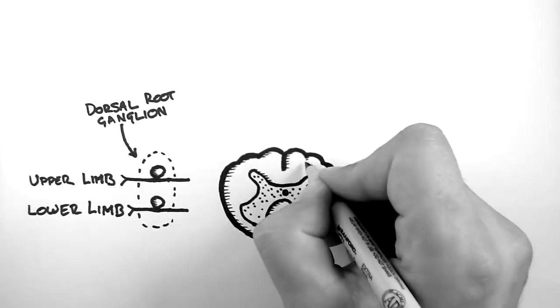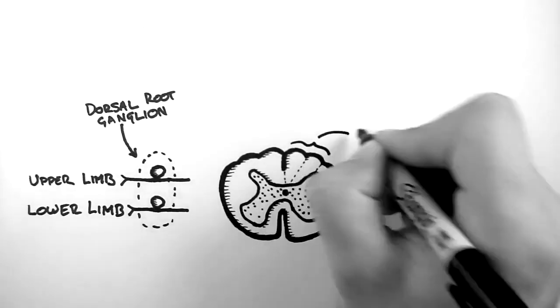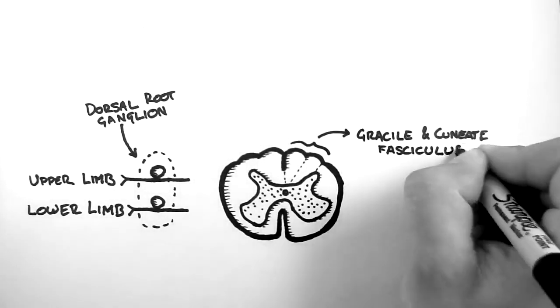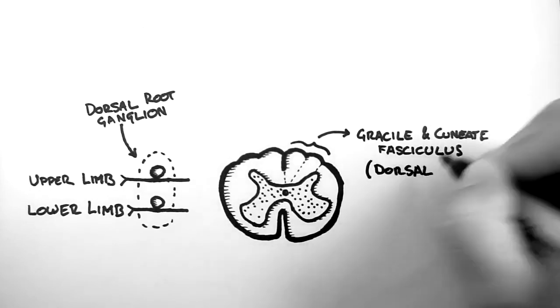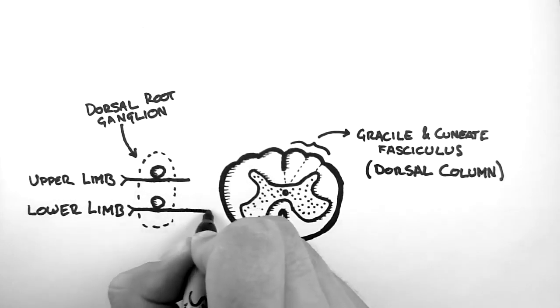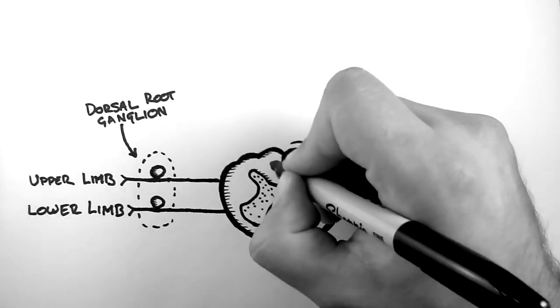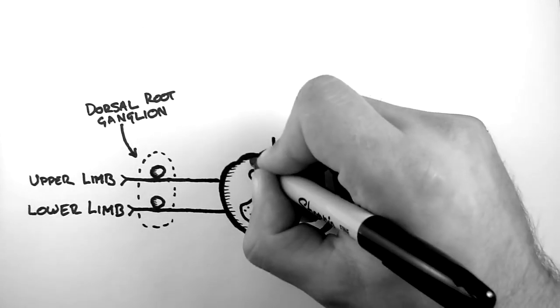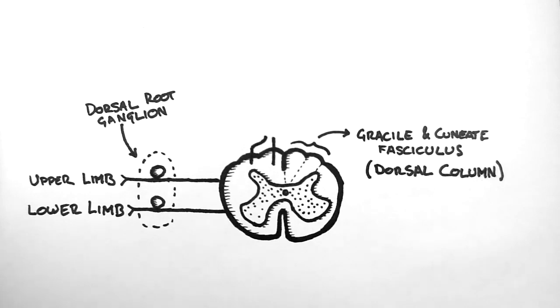Here is a cross-section of the spinal cord, and here we have our cuneate and gracile fasciculi. Again, this is known as the dorsal column. The axon from the lower limb travels up through the gracile fasciculus, and the axon from the upper limb ascends via the cuneate fasciculus. Obviously, these 2 axons would enter the spinal cord at different levels, the lower limb more caudally, and the upper limb more rostrally. But I've shown them here in the same segment for simplicity.